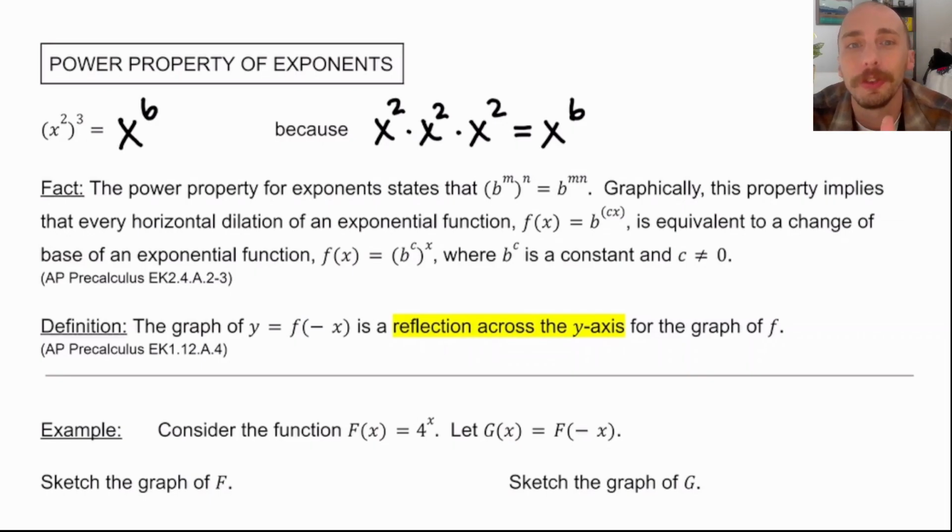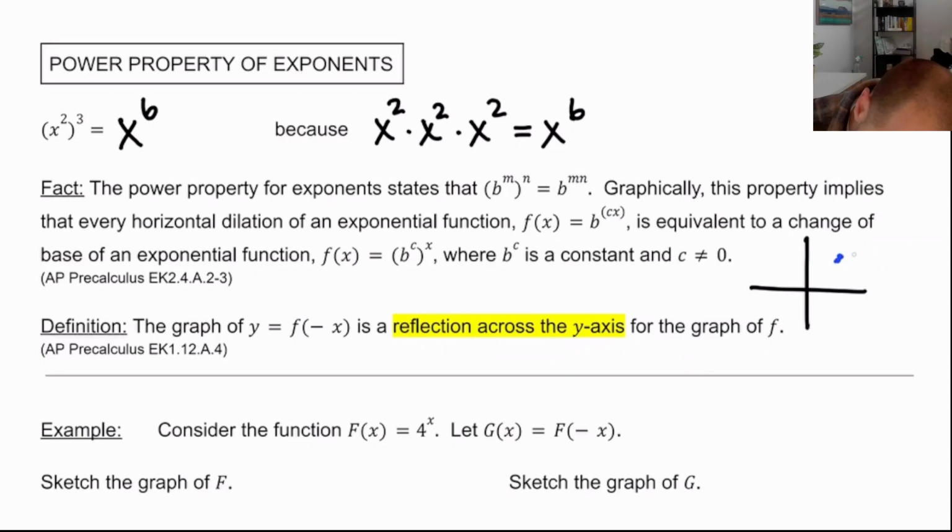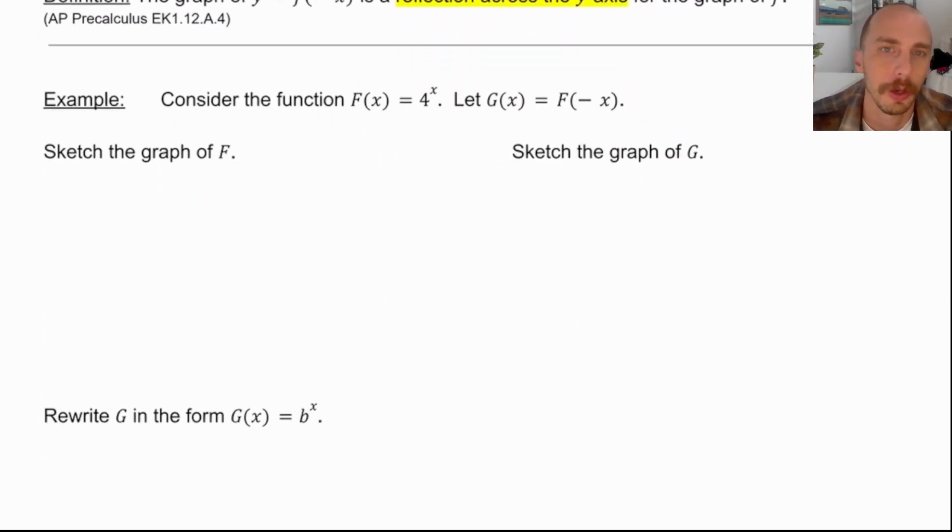And so we're going to just use this as an opportunity to talk about a reflection across the y-axis. Okay, so if I have the point right here, x and y, and I replace x with negative x, but keep y the same, what's happened is I've just reflected across the y-axis. So y equals f of negative x, replace x with negative x, that's a reflection across the y-axis. So let's just get to it and look at one of these.